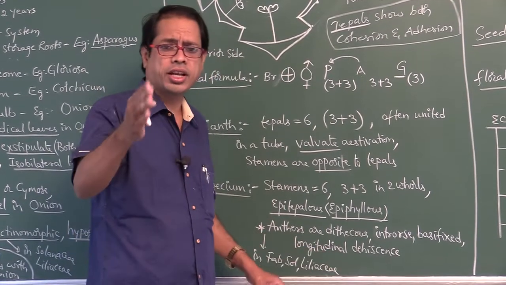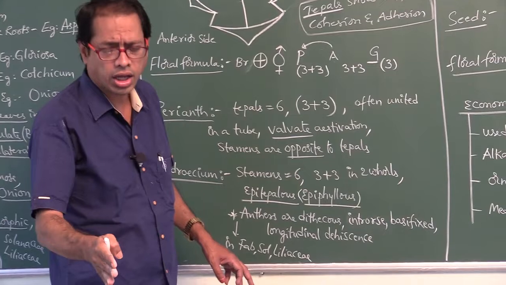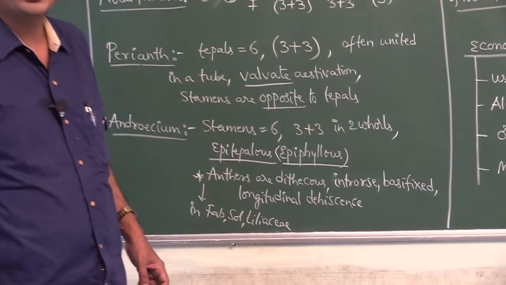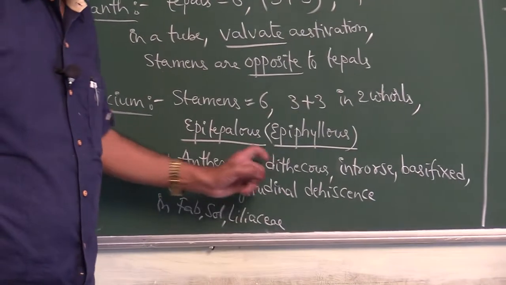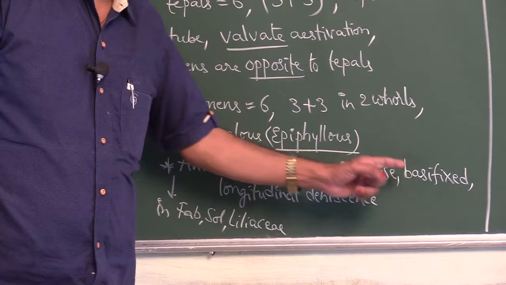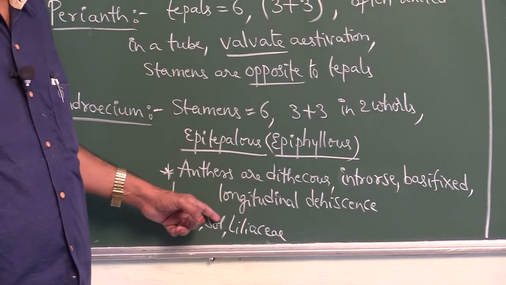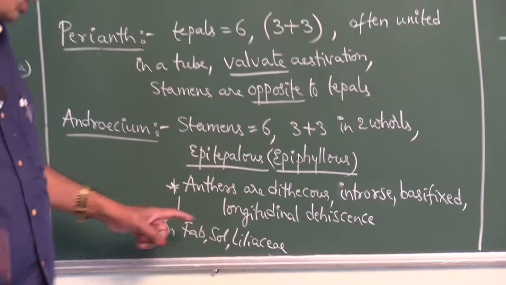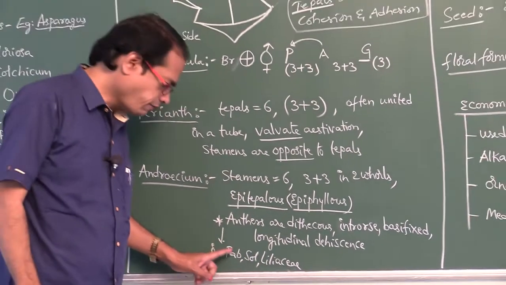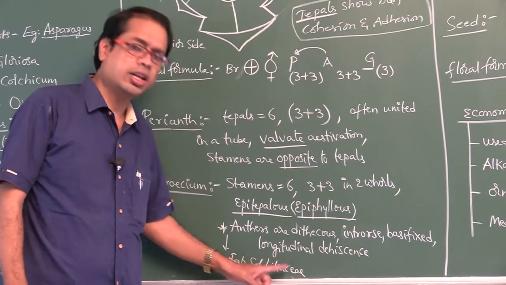Longitudinal dehiscence. If the dehiscence occurs longitudinally, it is so-called longitudinal dehiscence. Anthers are dithecous, introrse, basifixed, with longitudinal dehiscence. This point is common to all three families: Fabaceae, Solanaceae, Liliaceae.